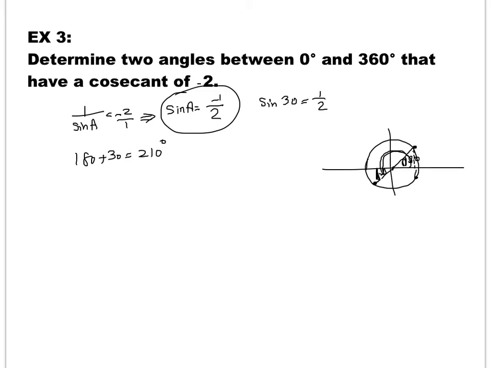The other one that we have to find is this angle going from here to here. To find this angle, we know that this small angle is 30 degrees, so I'm going to subtract 30 from 360. I get 360 minus 30, which is going to be 330 degrees. So the two angles that are going to have a cosecant of -2 are 210 and 330.